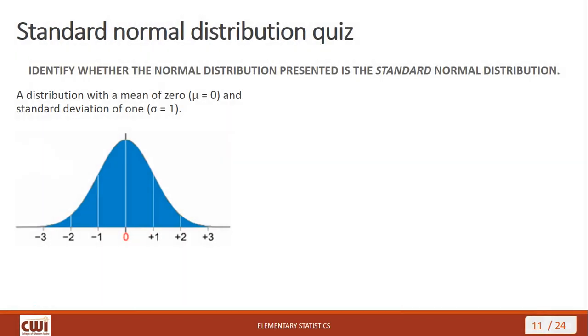So, a little quiz on what we just talked about. Identify whether the normal distribution presented is the standard normal distribution. So here we have a distribution with a mean of 0 and a standard deviation of 1. Does this normal distribution qualify as a standard normal distribution?